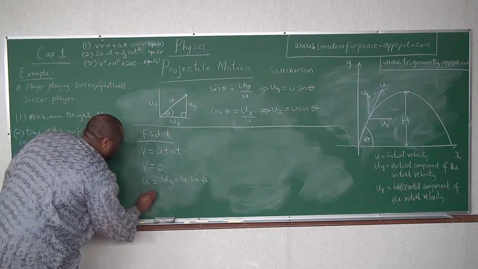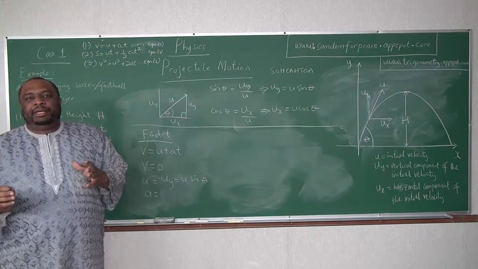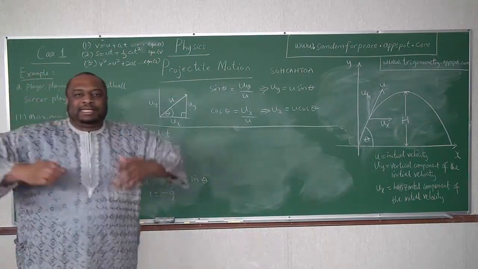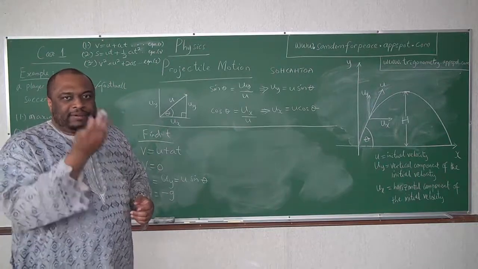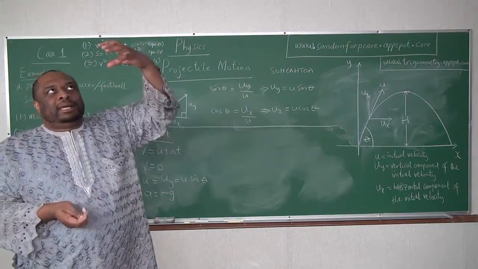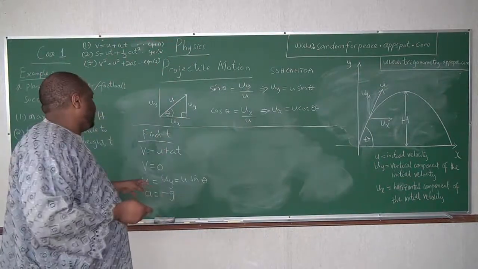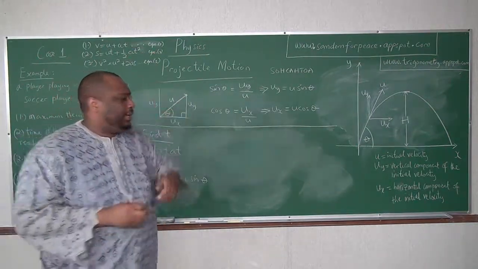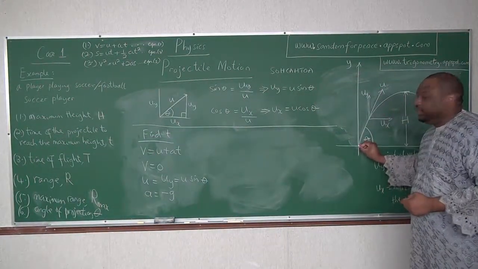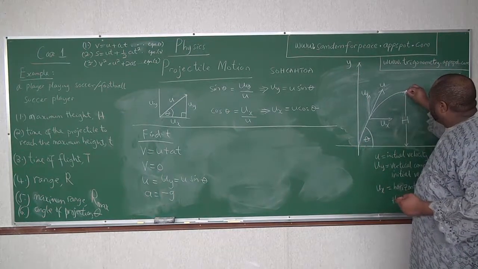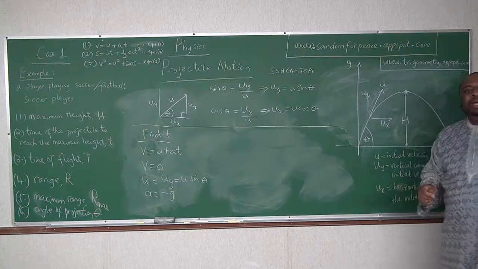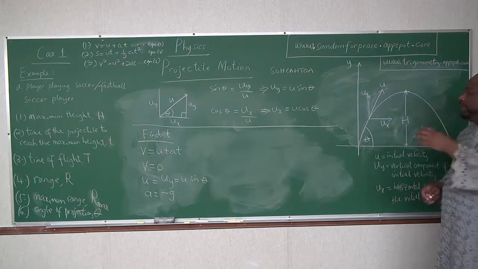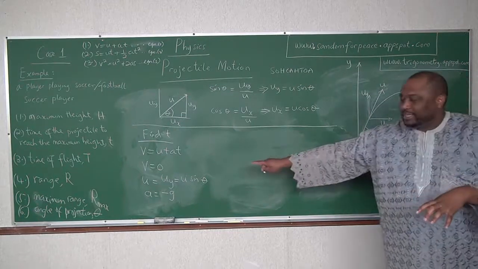Then the acceleration in this case would be negative g. Even if it's vertical motion, when something is thrown upwards, the force of gravity pulls it down. Even if it's projected at an angle, the force of gravity is acting on it from the initial point of projection to the maximum height, working against it. So the acceleration due to gravity is working against it. That is why it's negative g.